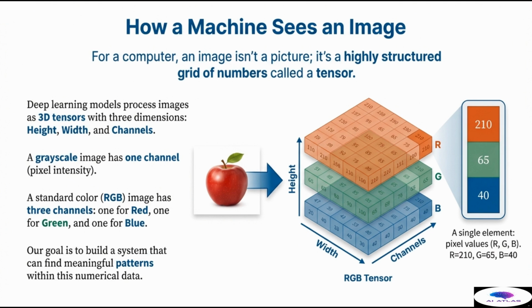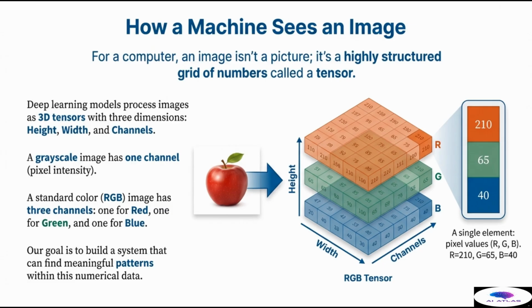For a simple grayscale image, you only have one channel, which represents the intensity or brightness of the pixel. But for a standard color image, like the RGB image shown here, we have three distinct channels: one for red, one for green, and one for blue. If you look closely at a single element, a single pixel, it is represented by a triplet of numbers, R, G, and B values, ranging typically from 0 to 255. In our example, a specific pixel might be R equals 210, G equals 65, B equals 40.